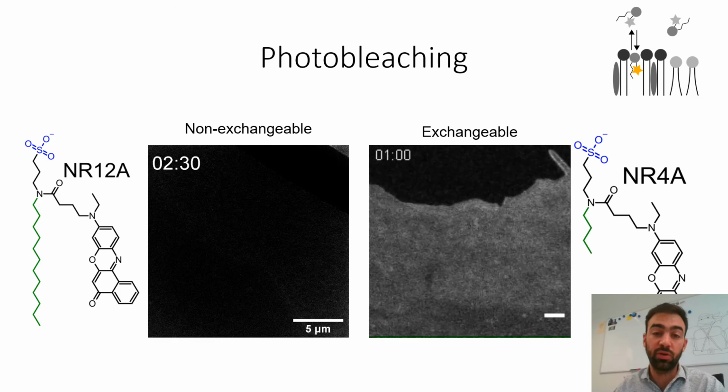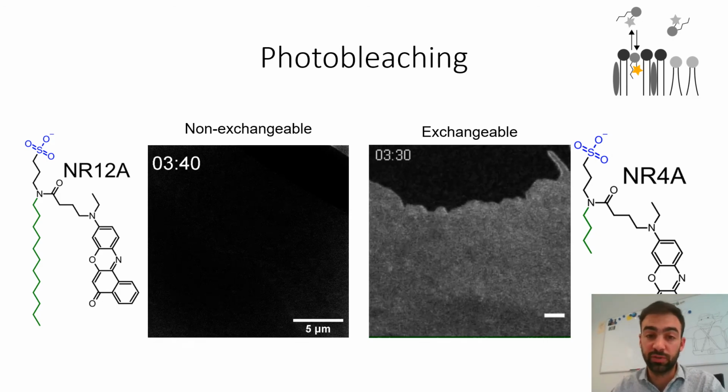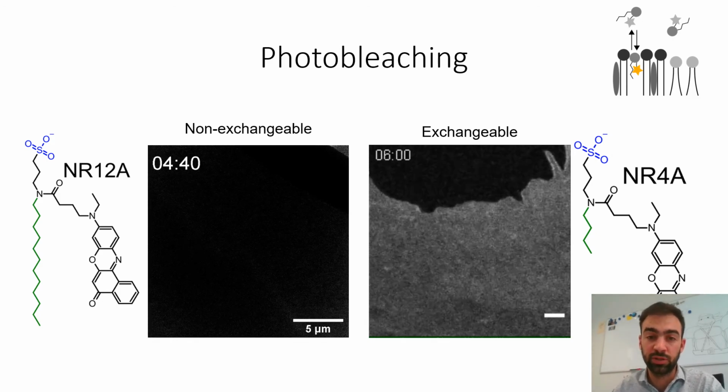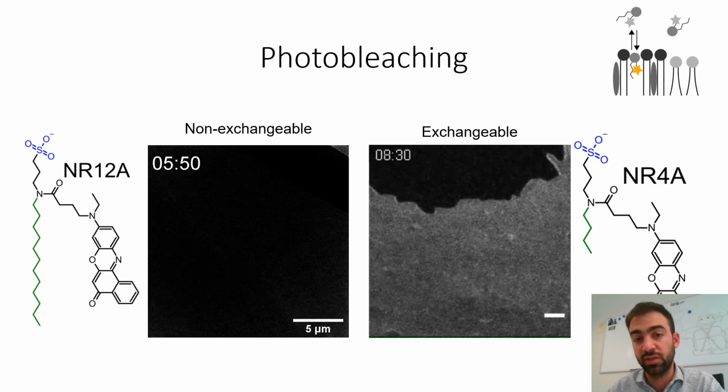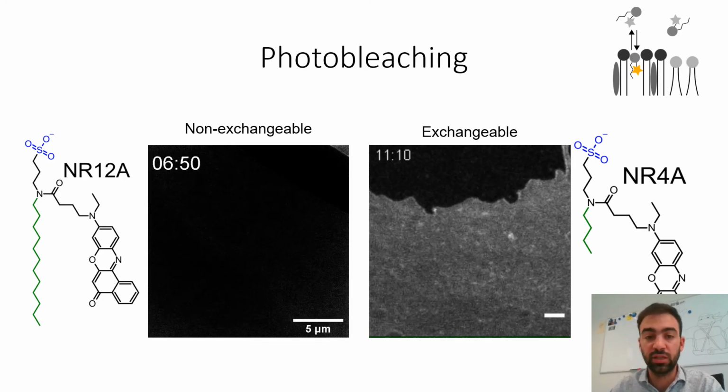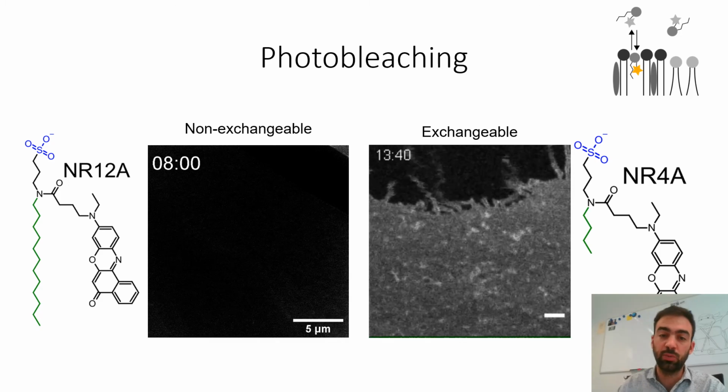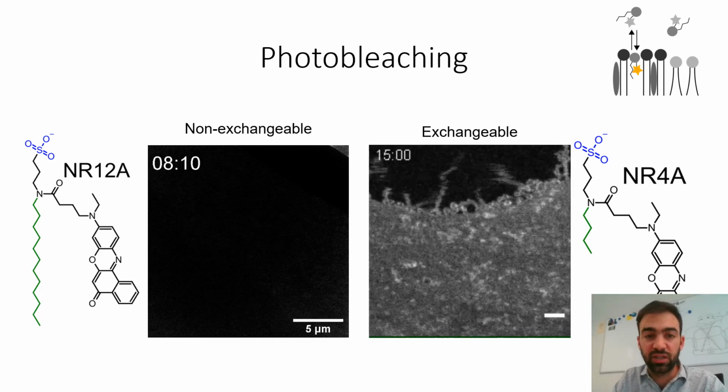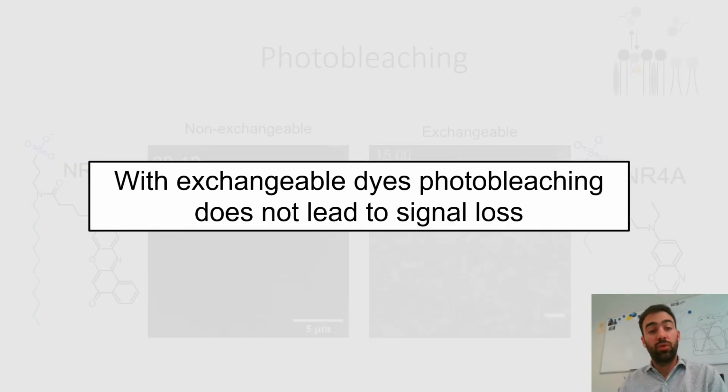With exchangeable dyes, however, we can image for very prolonged periods of time, even when using very high laser powers, 250 milliwatts in the case of this video. You will see that at the end, because of phototoxicity, the cell will eventually die, but we will still be receiving signal. With exchangeable dyes, photobleaching does not lead to signal loss, and I believe this is a very interesting and important observation.